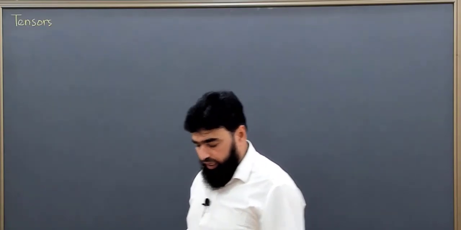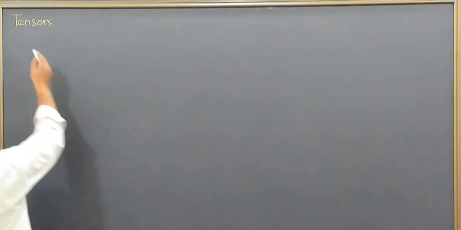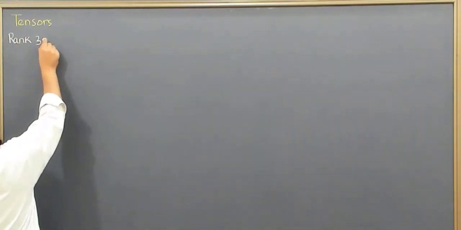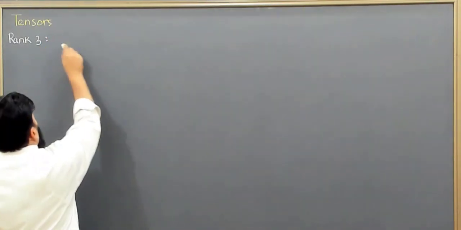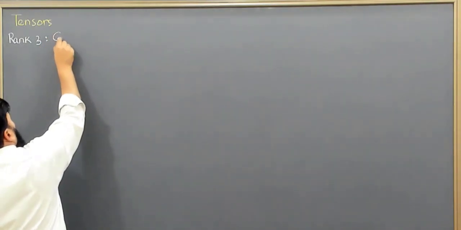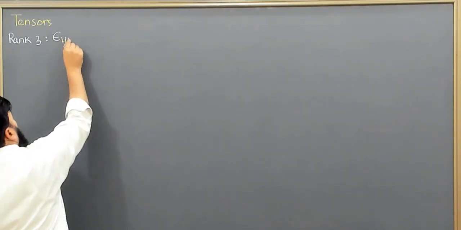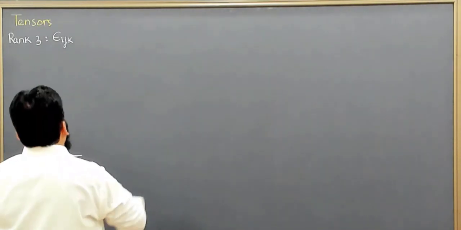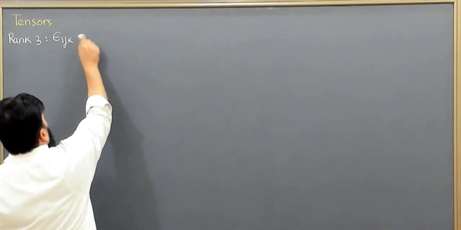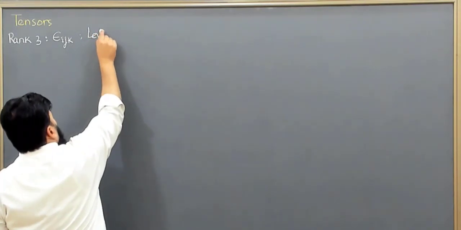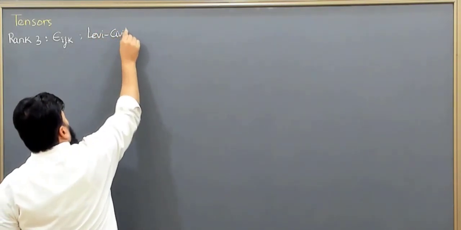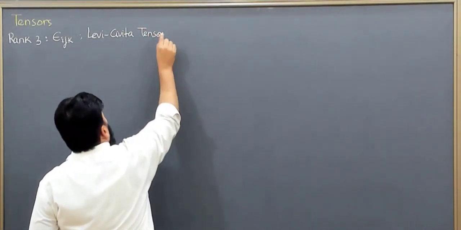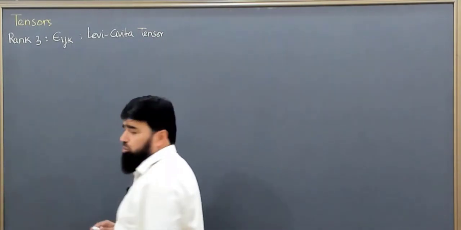Now we will discuss the rank 3 tensor. This tensor is called epsilon ijk. The number of indices is now 3. This is called the Levi-Civita tensor. This is after Tullio Levi-Civita.